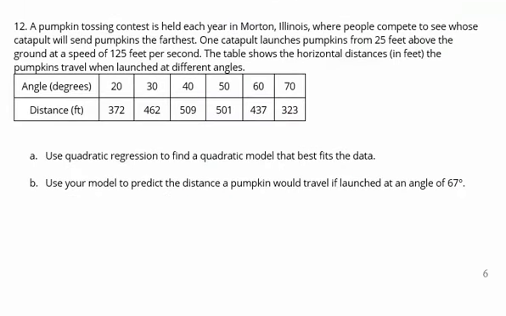Let's take a look at one more problem, number 12. A pumpkin tossing contest is held each year in Morton, Illinois, where people compete to see whose catapult will send pumpkins the farthest. One catapult launches pumpkins from 25 feet above the ground at a speed of 125 feet per second. The table shows the horizontal distances in feet the pumpkins travel when launched at different angles. So we're going to use quadratic regression to find a quadratic model that best fits the data.